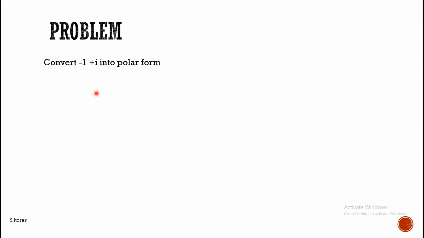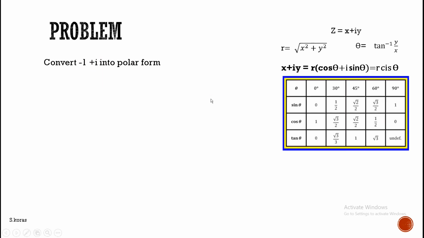Before doing the problem, let's remember the points. That is, if z is equal to x plus iy, then its modulus value is r is equal to root of x square plus y square, and its argument is theta is equal to tan inverse of y by x. We have to apply all this formula. Also, we have to follow this table, and the final conversion of the rectangular form x plus iy into polar form is r into cos theta plus i sin theta. Right. Now let's try to plot the point.